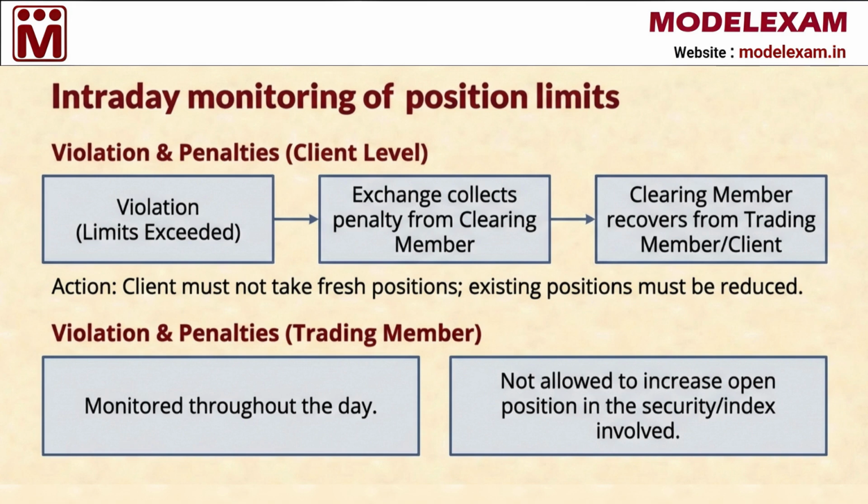So, what happens if someone breaks these rules? Let us look at the violations and penalties. If a client exceeds their limit, the exchange immediately slaps a penalty on the clearing member. The clearing member then recovers this money directly from the trading member or the client. As an immediate action, the client is banned from taking any fresh positions and is forced to reduce their existing ones. For trading members, the rules are equally strict. They are monitored constantly throughout the day, and if they violate a limit, they are completely blocked from increasing their open positions in that specific security or index.